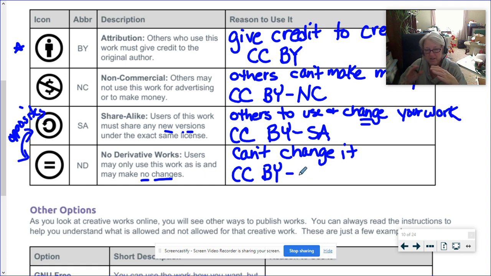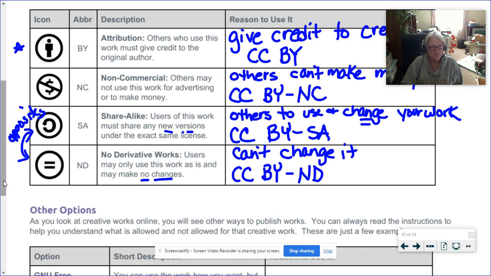I can't crop it. I can't put a filter on it. I have to use it as is. So this would be BY and then ND. Now there's lots more combos. You can put more of these together. You would just never use these two together because this one says, yep, you can change it. This one says, nope, you can't.